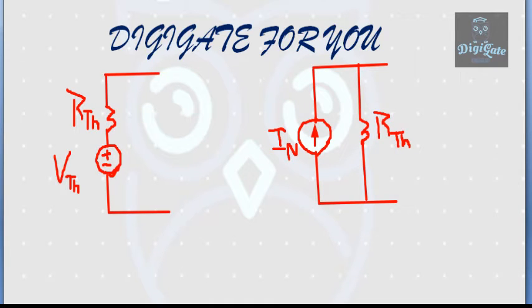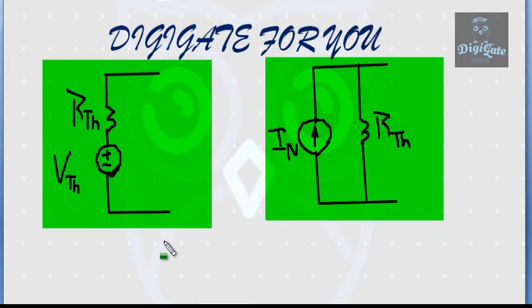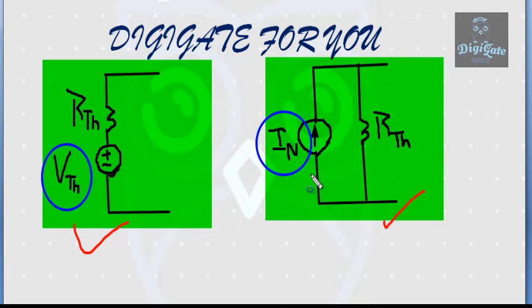Just keep in mind that any linear bilateral network can be represented as a voltage source in series with a resistance and a current source in parallel with a resistance. This is nothing but the Thevenin equivalent circuit, and its source transformed circuit is nothing but the Norton equivalent circuit. Now let us talk about calculating these parameters. Thevenin voltage is the open circuit voltage which will come across the terminals about which we are calculating the Thevenin equivalent circuit, and similarly the Norton equivalent current is the short circuit current which will flow through the terminals about which we are calculating the Norton equivalent circuit.